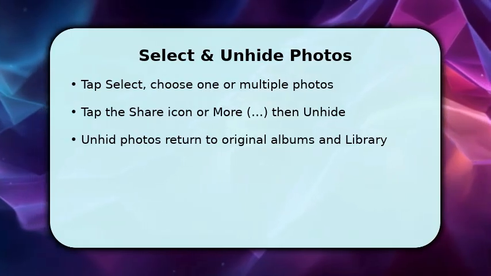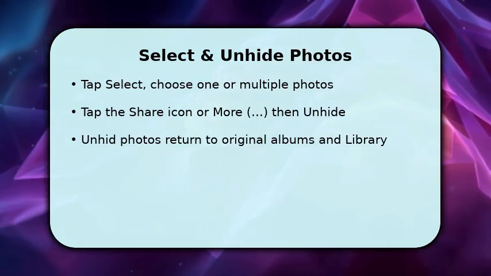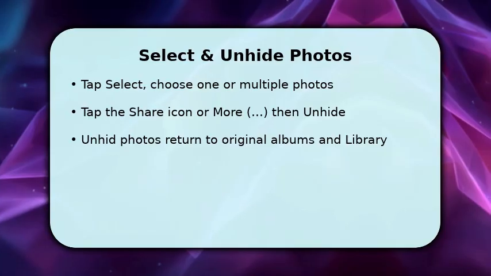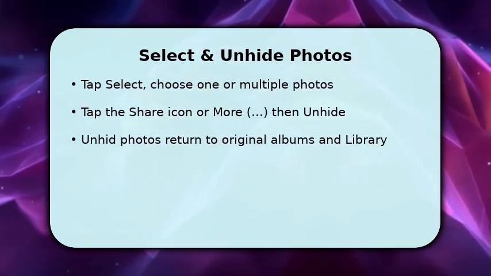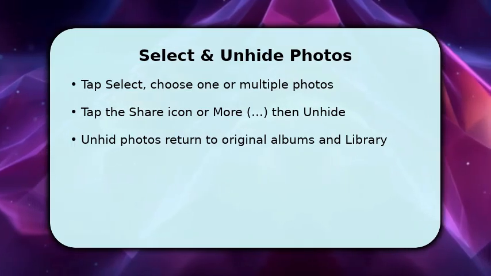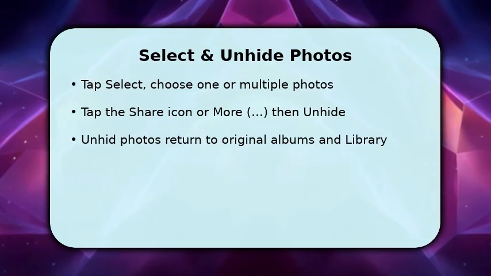This action moves items back to the library and any albums they belong to. It doesn't duplicate files. If you want to rehide something later, select it in Library, use the Share menu, and choose Hide again. This simple flow ensures you control visibility without altering image quality or metadata.